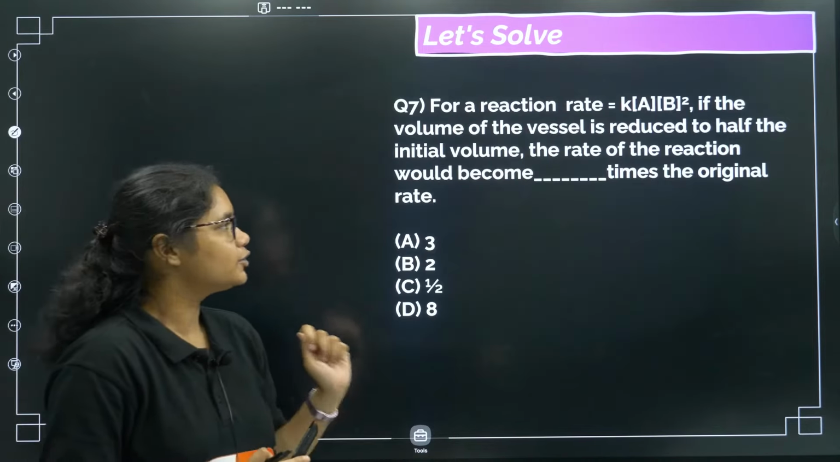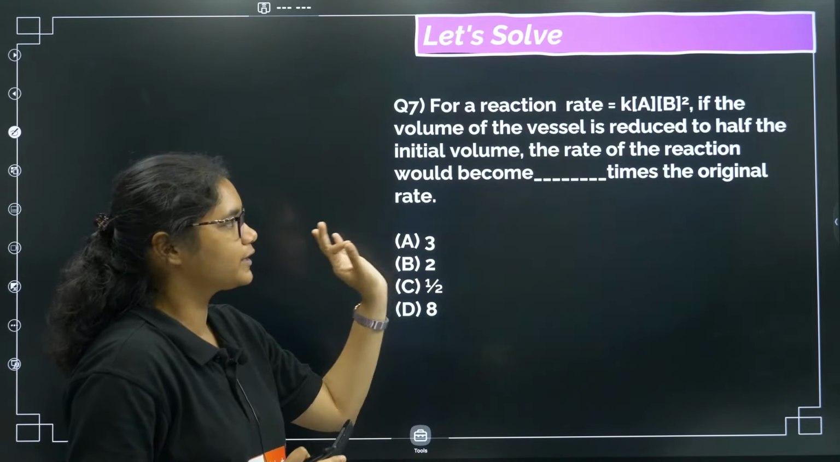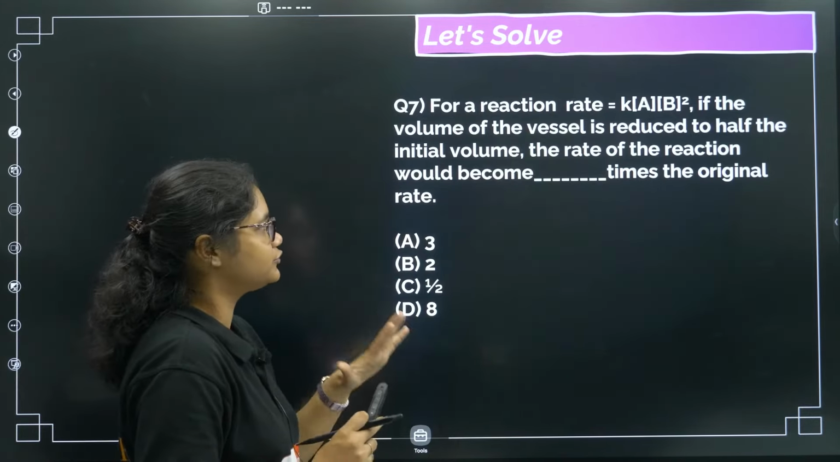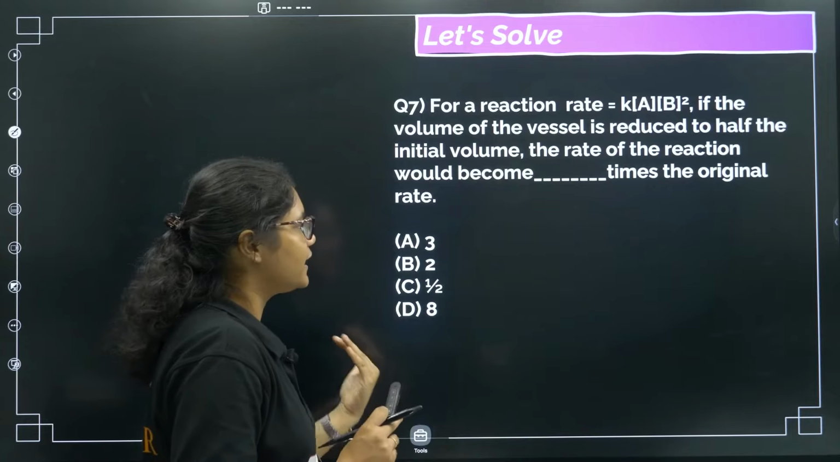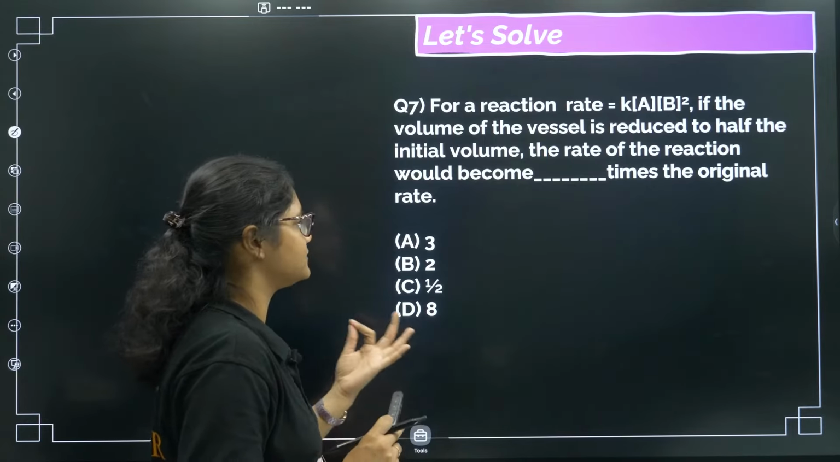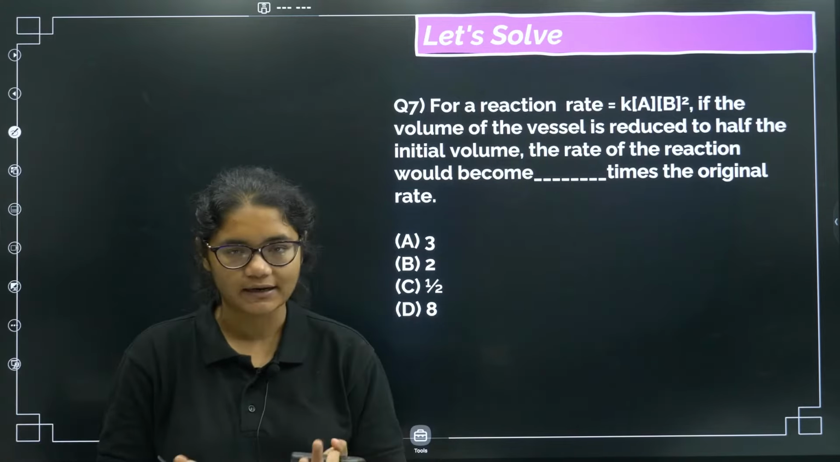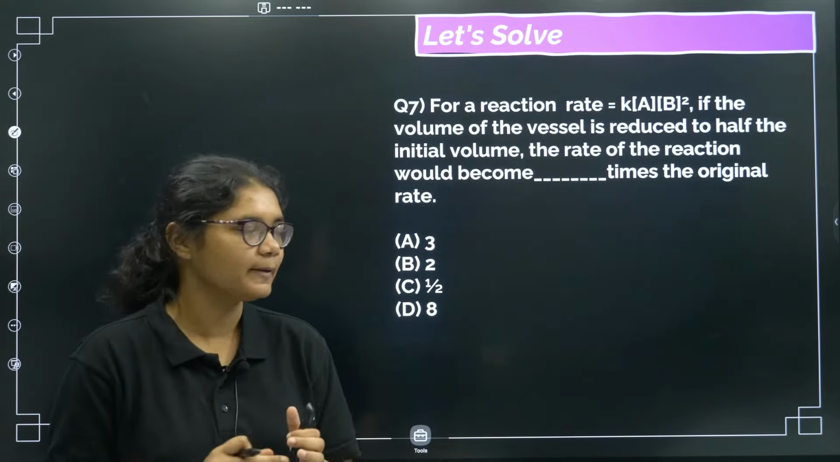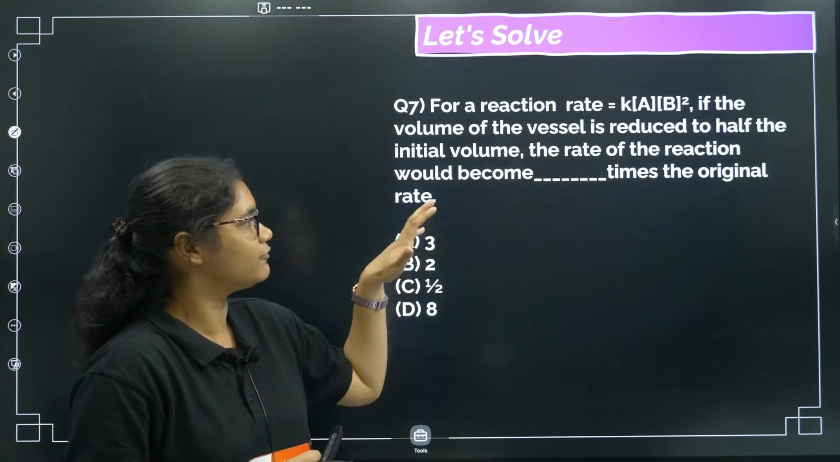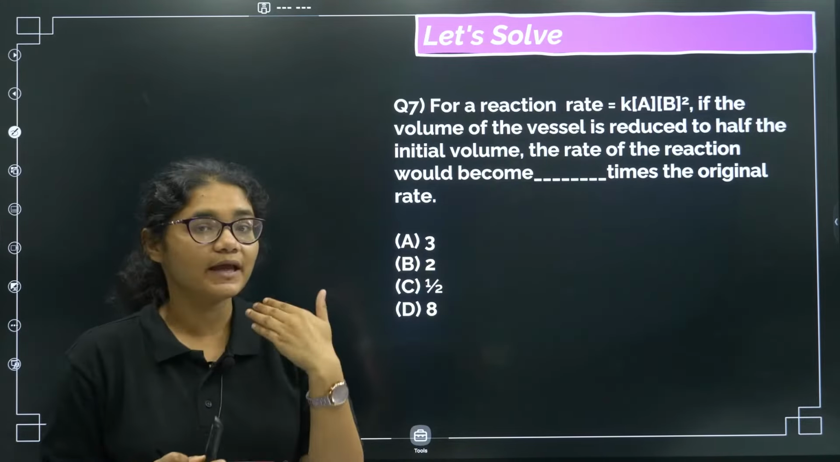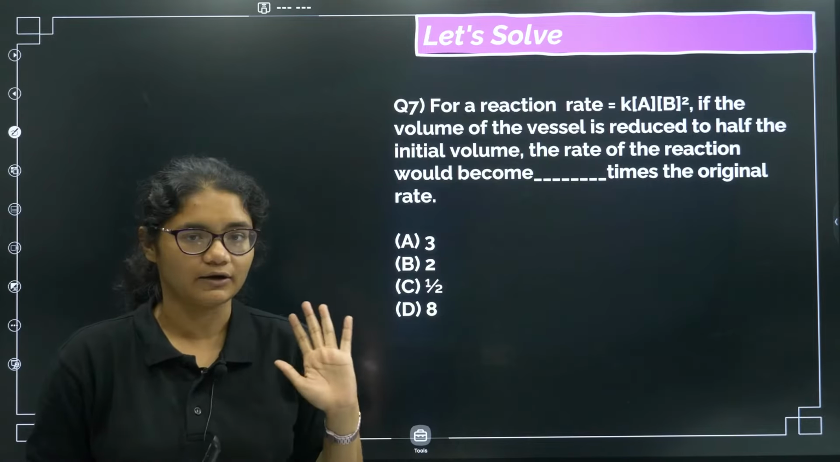Got it? So now for a reaction, rate is equal to K A B square. If the volume of the vessel is reduced to half the initial volume, the rate of the reaction would become dash times the original rate. Okay, now let us understand this question. So there was a container when you are doing this reaction. What they did is the volume was reduced to half. Then what will be the effect on the rate of the reaction?